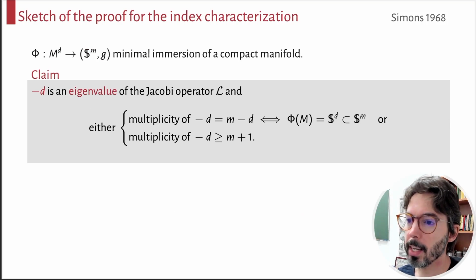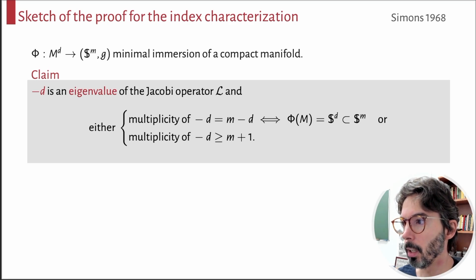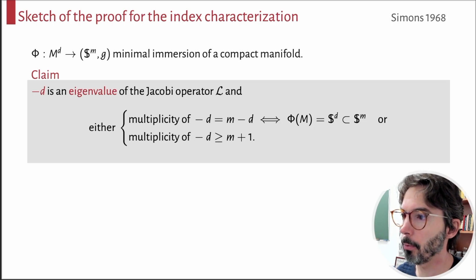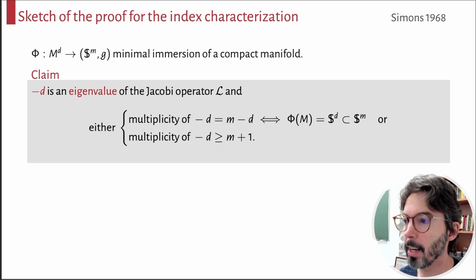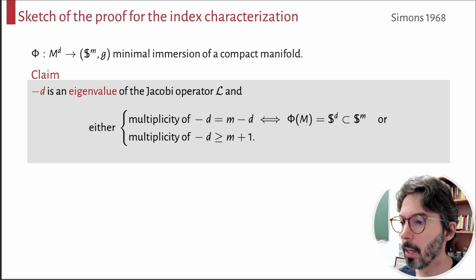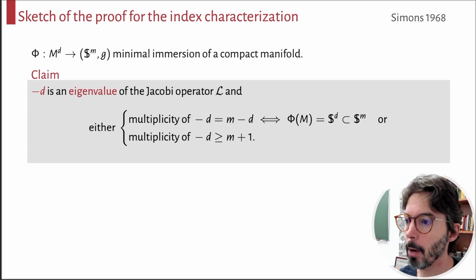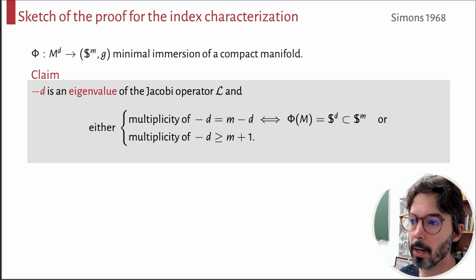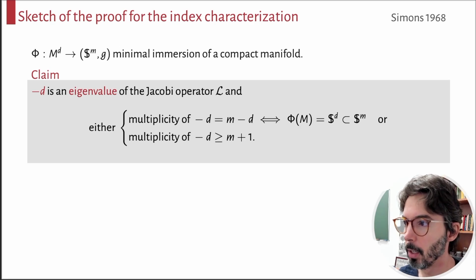Okay, so we are just going to give a sketch of the proof, some ideas of how to prove this result. So first we claim that minus d, minus the dimension of the minimal immersion, is always an eigenvalue of the Jacobi operator, and then that the multiplicity of this eigenvalue is precisely the codimension when the immersion is a great sphere, or the multiplicity is bigger than or equal to n plus 1, the dimension of the ambient sphere plus 1.